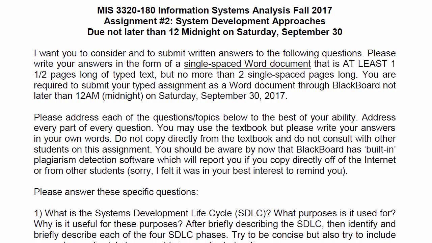Now, I just want you to submit a written document that's between 1.5 and 2 pages, single-spaced, long. This is an individual assignment. You're not to collaborate with other students. You may use the textbook, but please use your own words, paraphrase. Do not copy material directly out of the textbook.